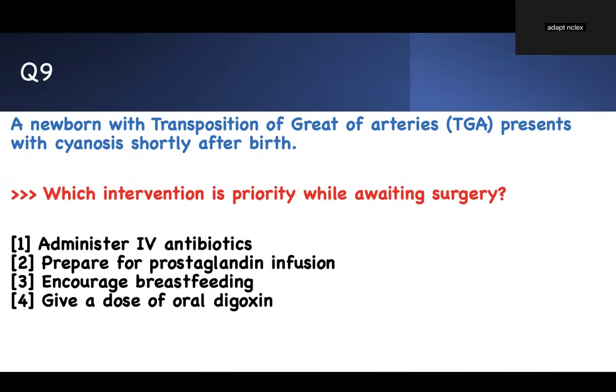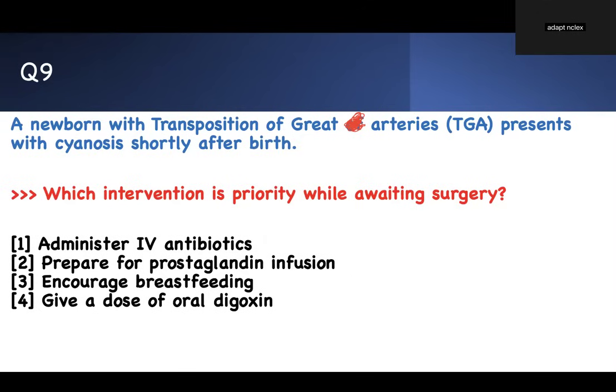Content simplicity is all we need. It's a word in the question that may freak you out, but don't worry. Adapt English got you. Which intervention is a priority while awaiting surgery? Buzzword means awaiting surgery. A newborn with transposition of great arteries presents with what? Cyanosis shortly after birth. I've given you a clue.